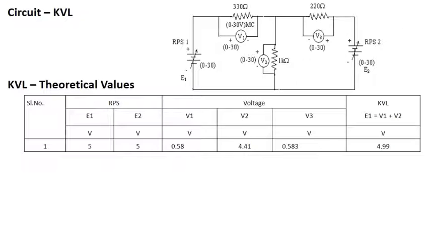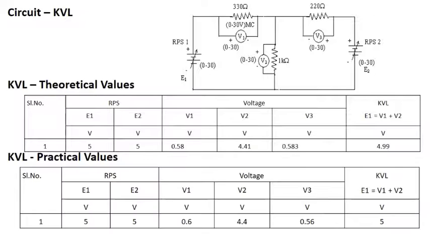So for the theoretical value, E1 represents RPS 1, E2 represents RPS 2. The values are 4.41 and 0.58, adding up these two we will get your E1 value. The same case, V2 plus V3 will give you E2. This is your theoretical verification of your KVL, and we will do the same thing for your practical case.